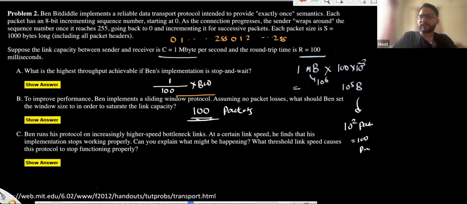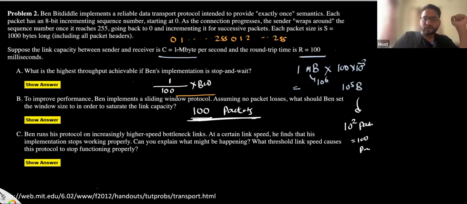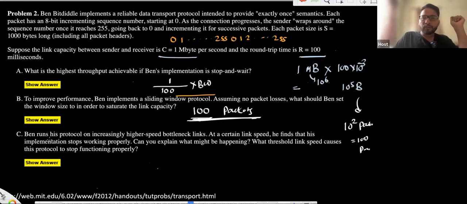Or otherwise you can just find it in terms of packets. So your window size should be 100 packets, because 100 packets you can send. Whenever bandwidth and delay are given, then you just find out the number of packets you could have sent. Now let's do this. Ben runs his protocol on increasingly higher speed bottleneck links. Okay, so suppose that Ben is running his protocol, and now the bottleneck link speed has been increased.